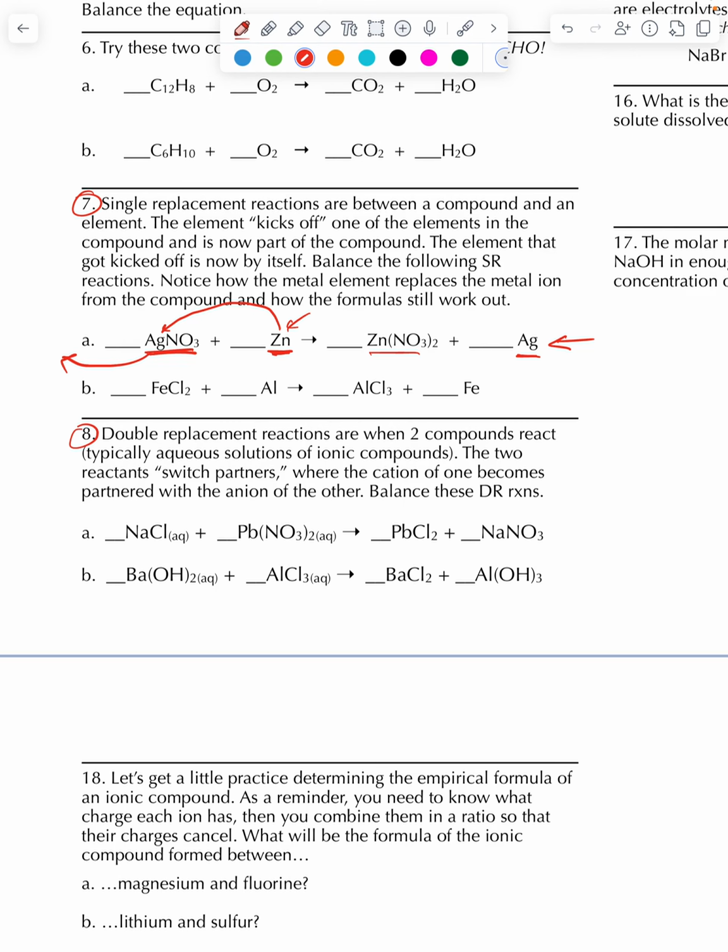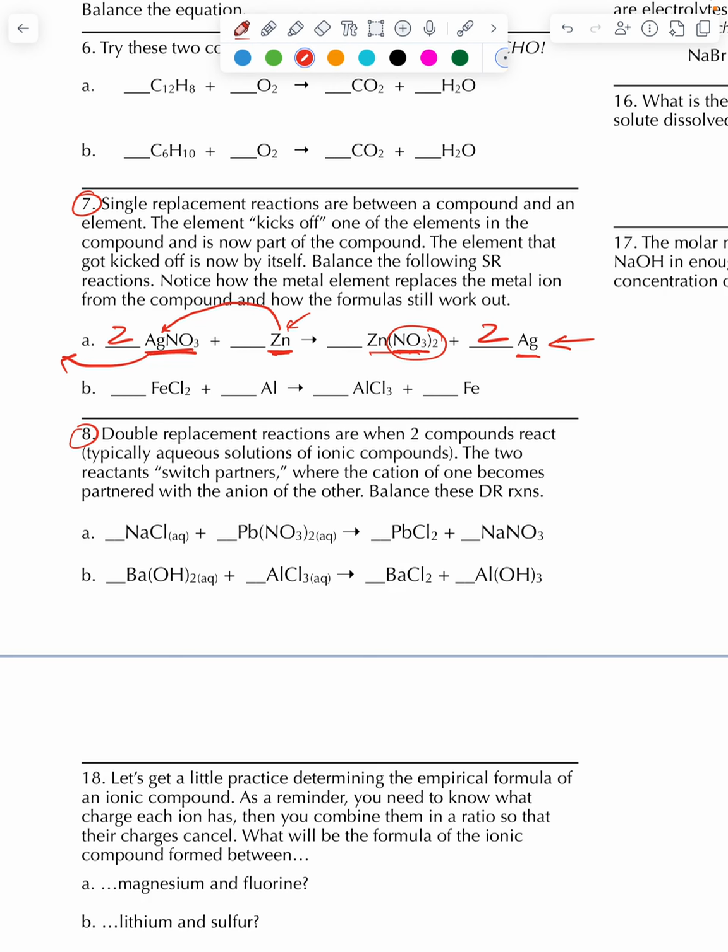Okay, so recognize that. Now, as far as balancing, these are typically not too hard. So don't balance nitrogens and oxygens separately. Balance the nitrates. This side has 2 nitrates, so to balance the nitrates, we need a 2 there. But the domino effect is, now that we put a 2 there, we're going to need 2 silvers, right? Now, how about the zincs? Are they okay? Yeah, it's balanced.